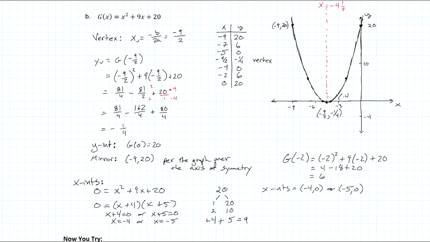Label my points. I've got negative 4, 0. And we've got negative 5, 0. We've got negative 7, 6. And we've got negative 2, 6 over here. Put arrows on my parabola. Label it y equals g of x.